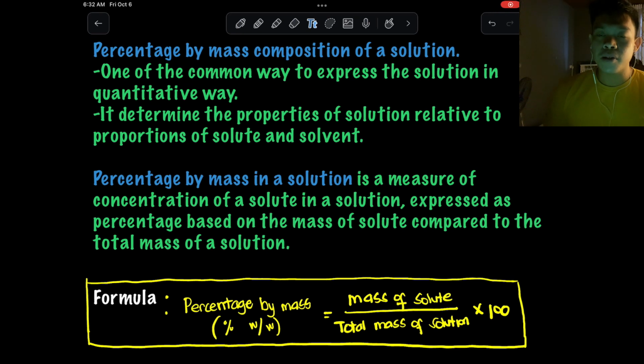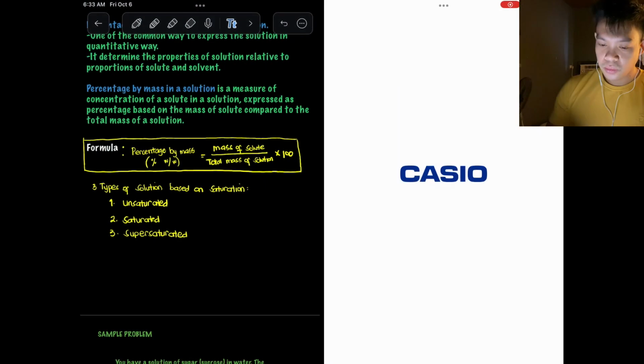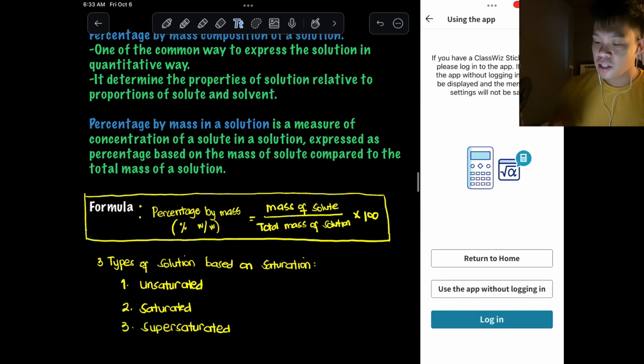It is expressed as a percentage based on the mass of solute in comparison to the total mass of the solution. The percentage by mass of a solution is composed of a formula. The percentage by mass of a solution is equal to the mass of solute over the total mass of solution, multiplied by 100. So this is the formula that we're going to use in calculating or expressing our solution in a quantitative way. Let's begin.